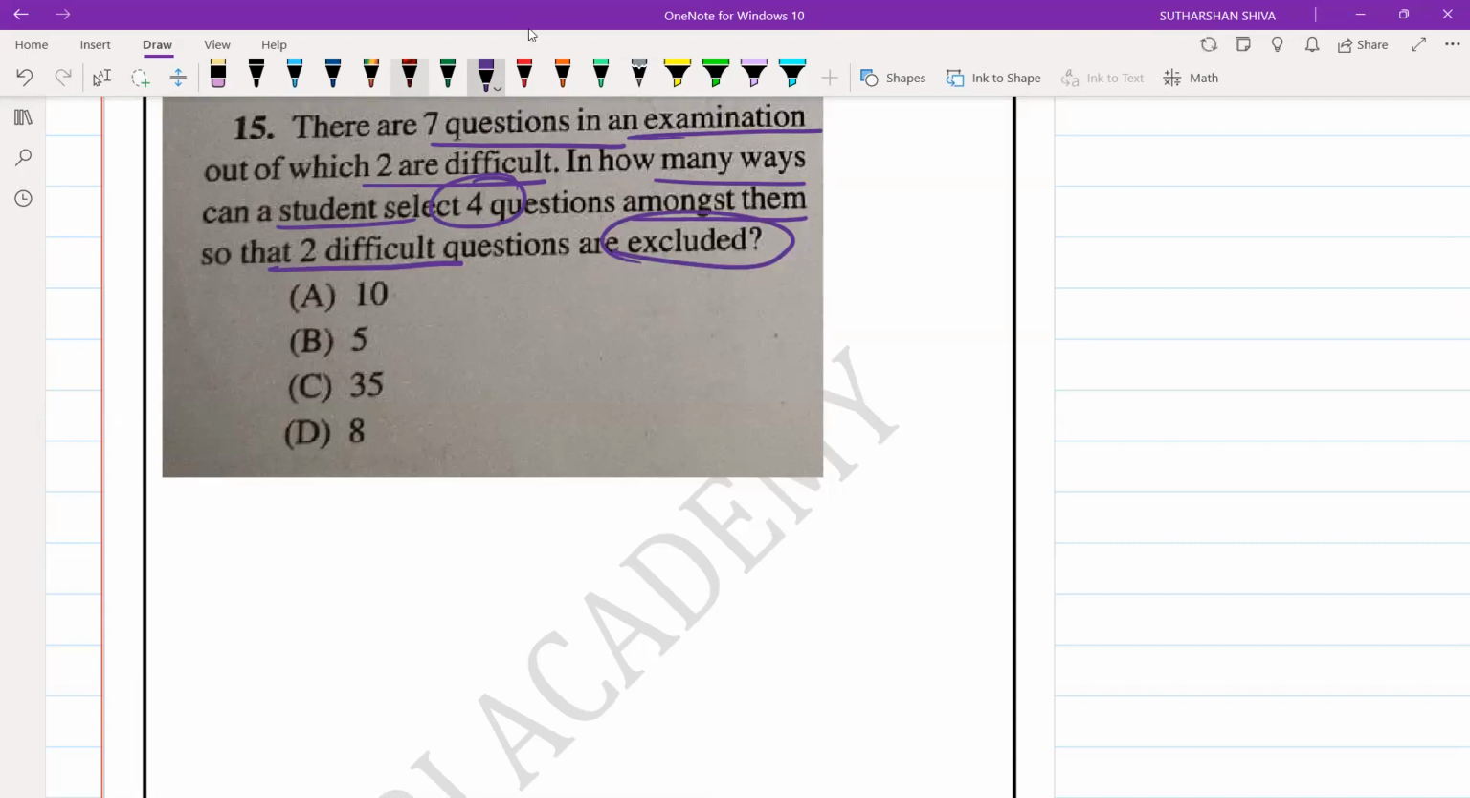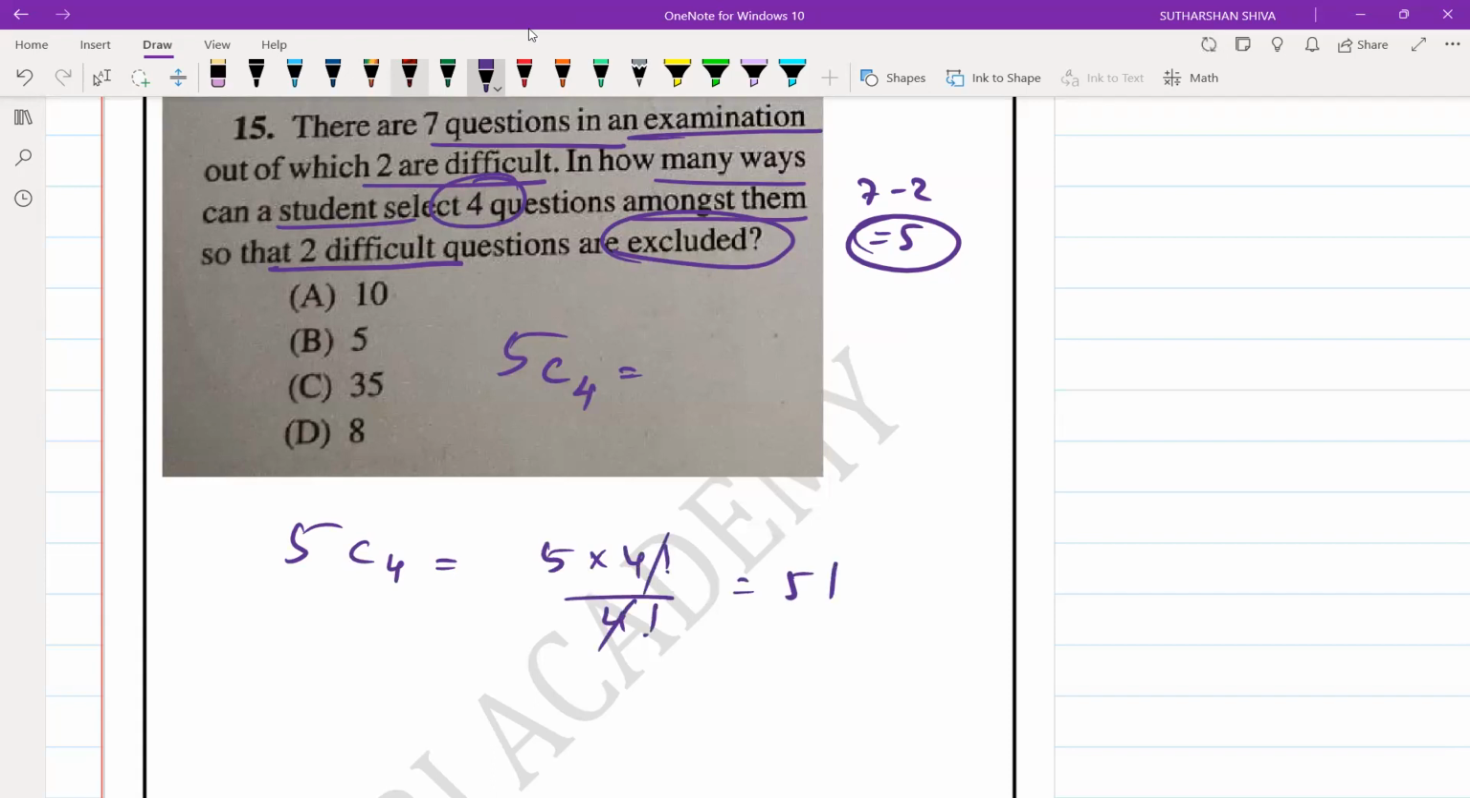So from 7 questions, exclude 2. What is the option left? Only 5. From 5, they need to select 4. It is the selection part, so 5C4. What is 5C4? 5C4 is equal to 5 into 4 factorial divided by 4 factorial. The 4 factorial gets cancelled. It is nothing but only 5.